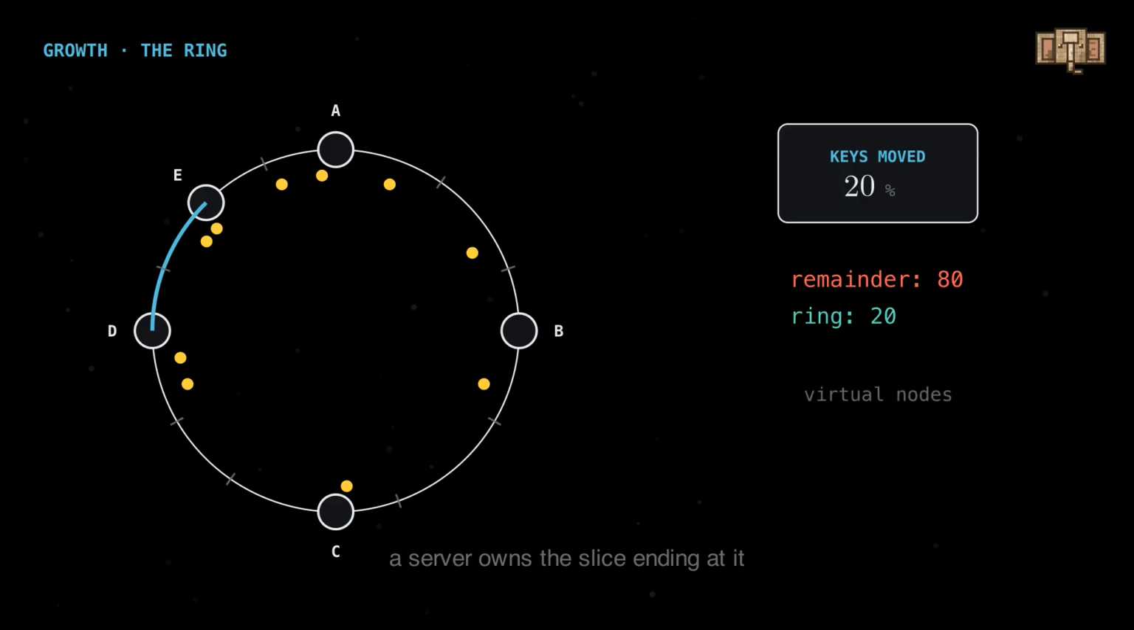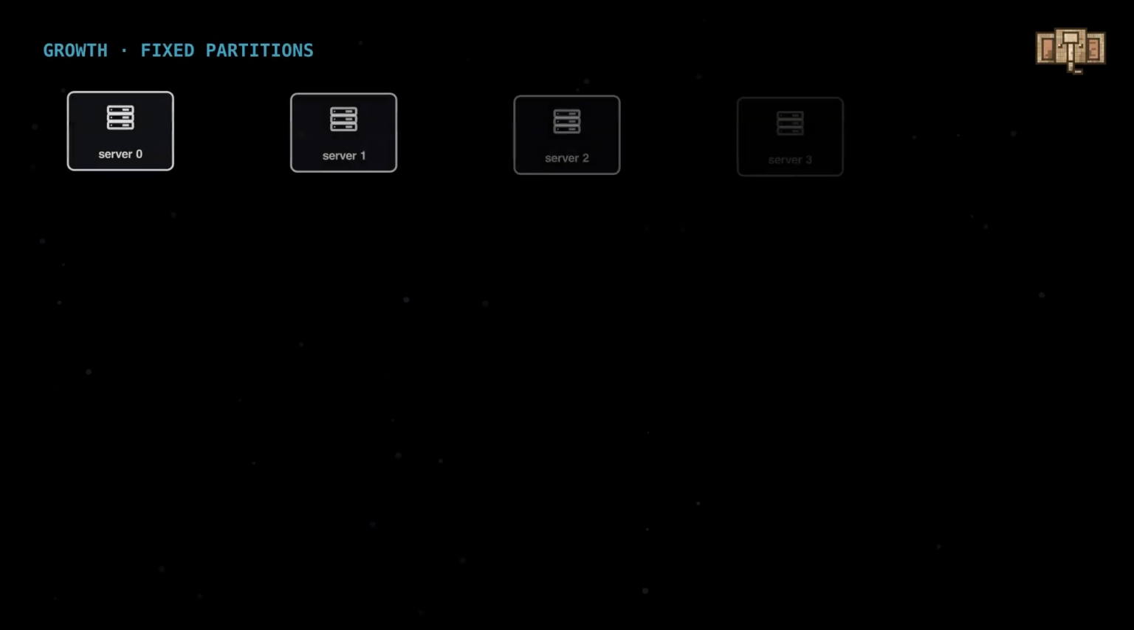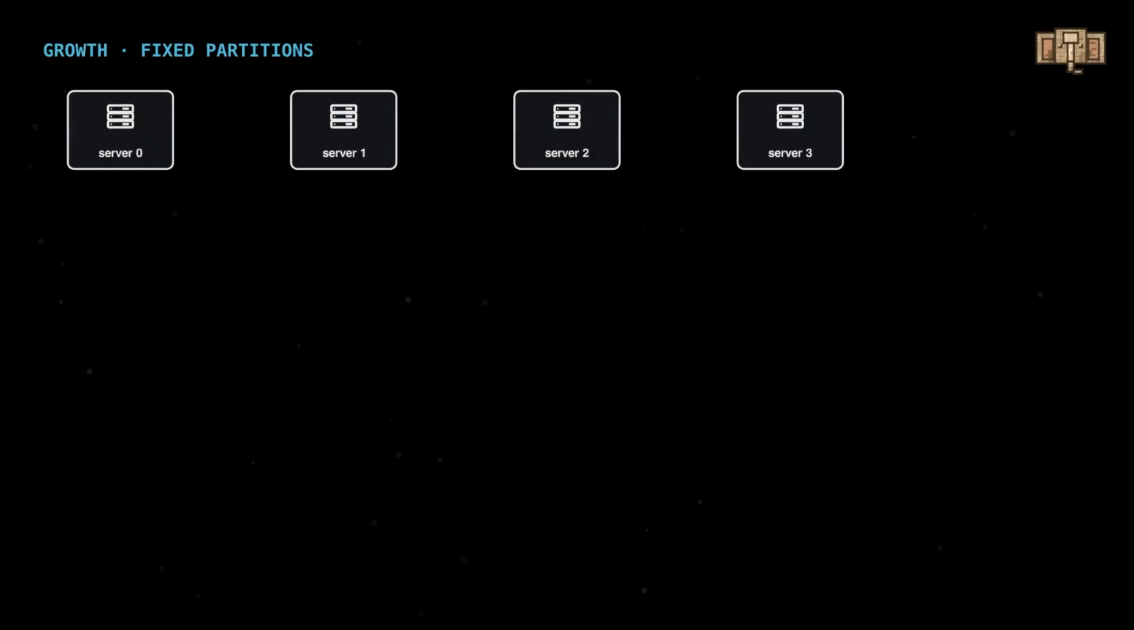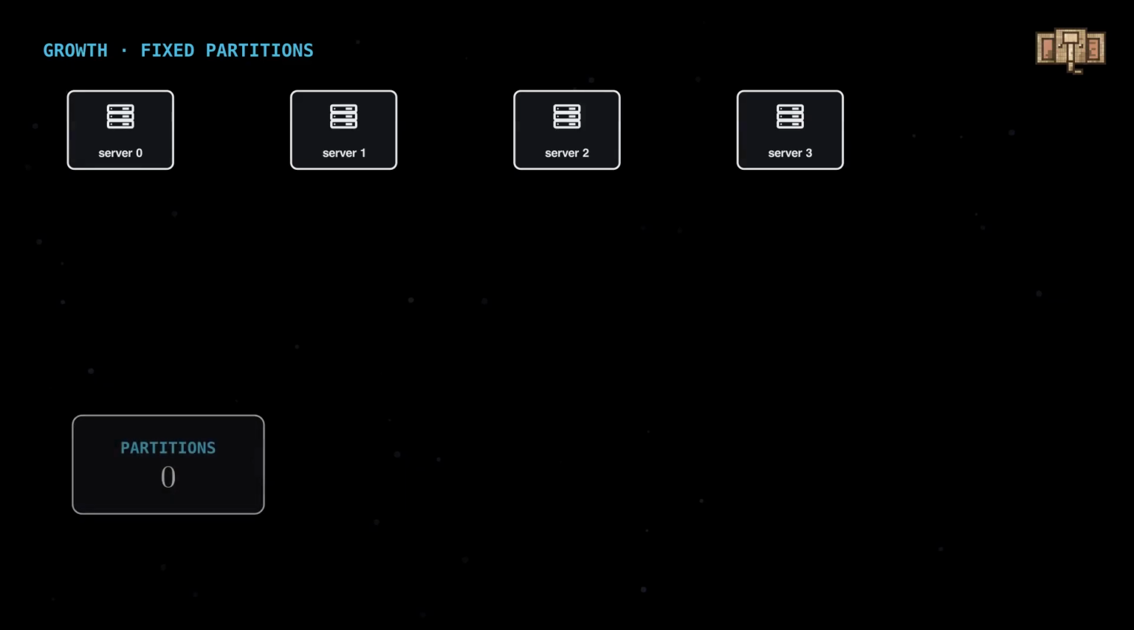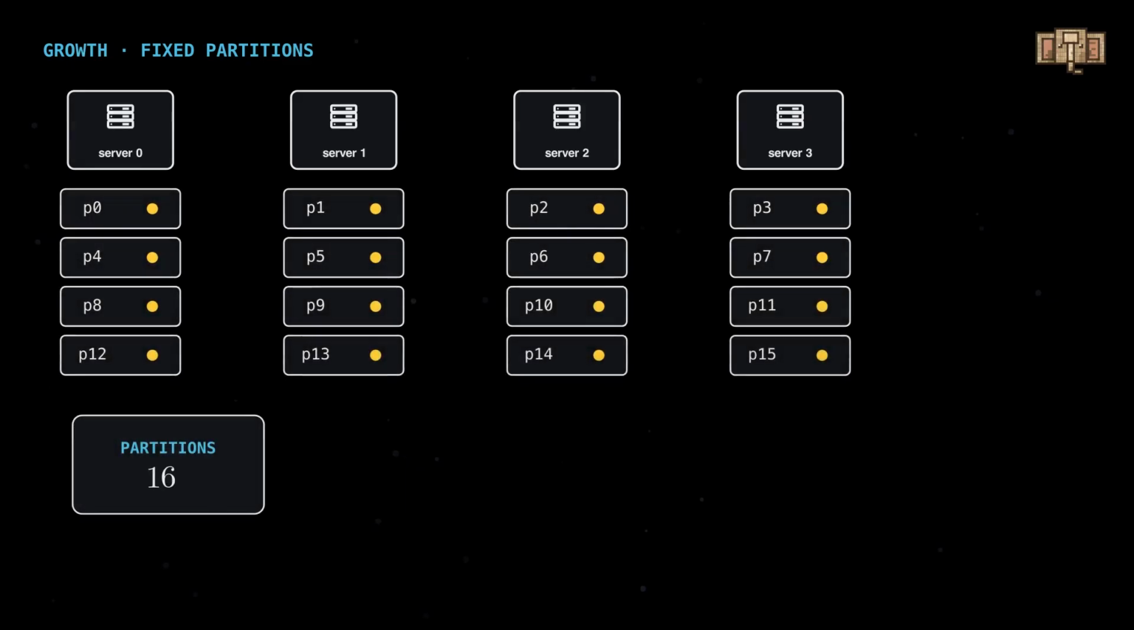In practice, each server appears at many points around the ring. Virtual nodes, so the slices stay even. And failure runs the same movie backward. When a server dies, its slice simply flows on clockwise to its successor. One more growth shape is worth knowing, the fixed partition count. Up front, we create far more partitions than machines. 16 partitions, say, spread over our 4 servers.